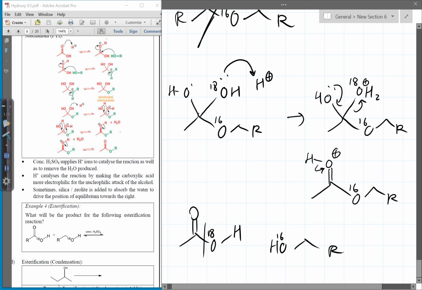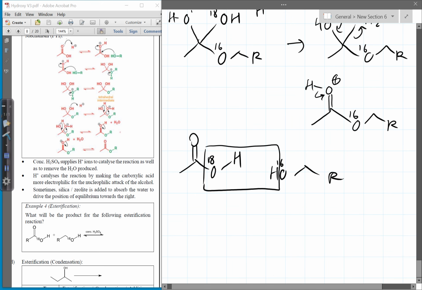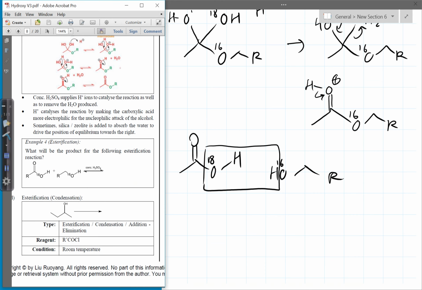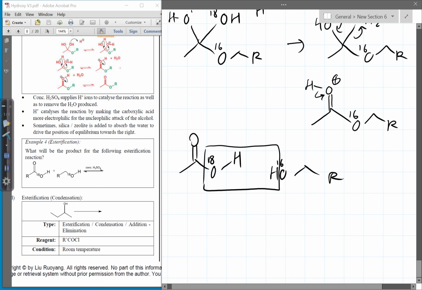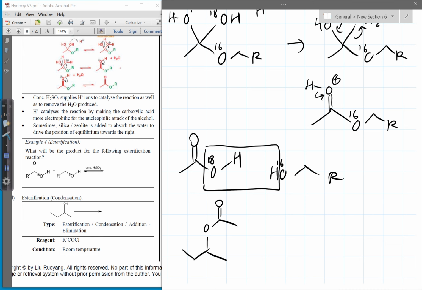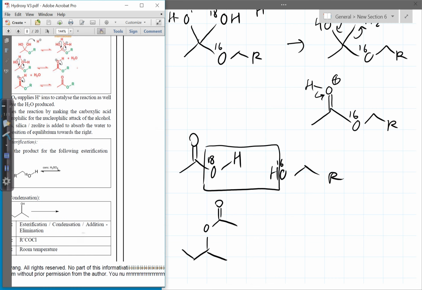15, so it's actually like that, right? This has been kicked out, if you wish. That's for esterification. Now, esterification, condensation, you can use your RCOCl as well to perform your esterification, right? Take note that this reaction is not reversible, right? Irreversible. So you obtain the same product, but it's an irreversible reaction, right? And you can perform it at room temperature without any catalyst, right?